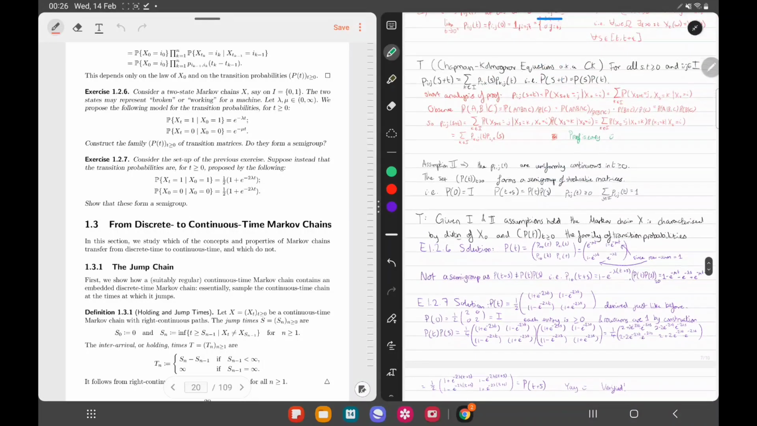So that's the first 20 pages of the notes. I think I'll give a more thorough examination of the rest of the notes some other time, because it's now getting to half 12 and I want to go sleep.